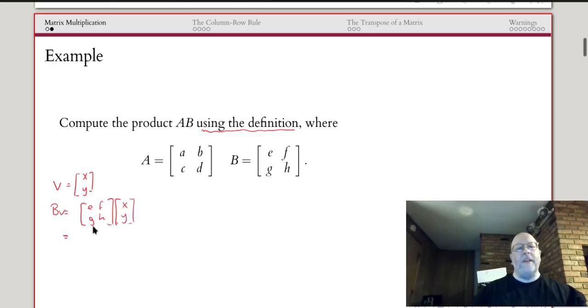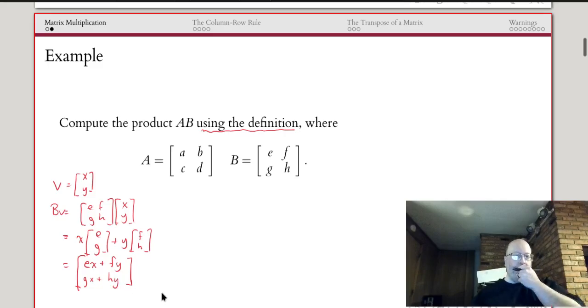And we know that that's a linear combination using X and Y as the weights and the vectors EG and FH as the vectors. And so we end up getting the vector whose top entry is EX plus FY, and the bottom entry is GX plus HY. And this is a vector. This is all one number on top and one number on the bottom.